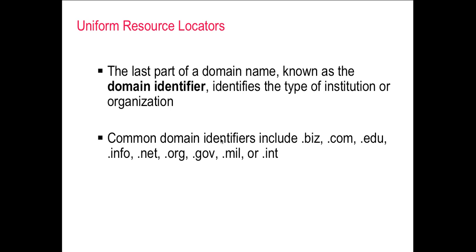The domain identifier is the last part of the domain, and that identifies the type of institution or organization. In the old days, most commercial was .com, and then we had .nets, and now we have .edus. That's the quick and easy way of telling whether or not the company or the school is real. If they don't have a .edu, they can't be registered as an educational institution.